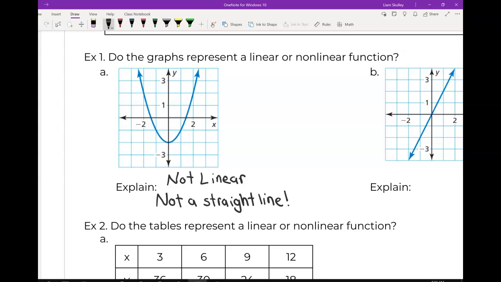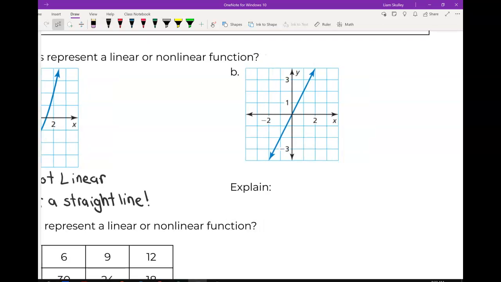This is what we would call a quadratic. That's a different type of function. We're talking about functions in general. There are three types of functions we'll talk about this year: linear, exponential, and quadratic. So this is the first of our family of three.